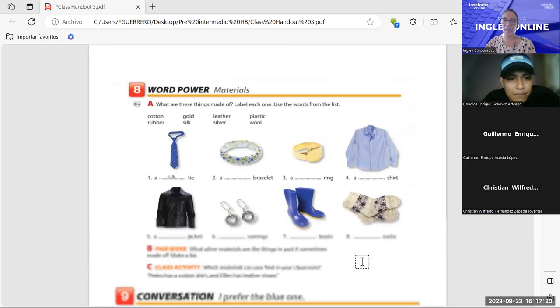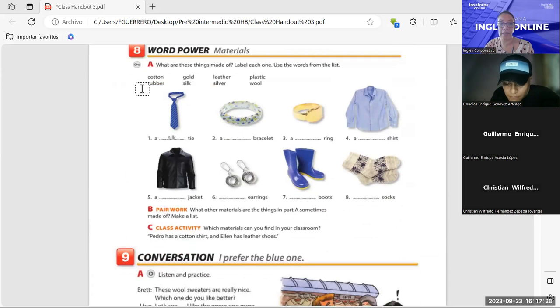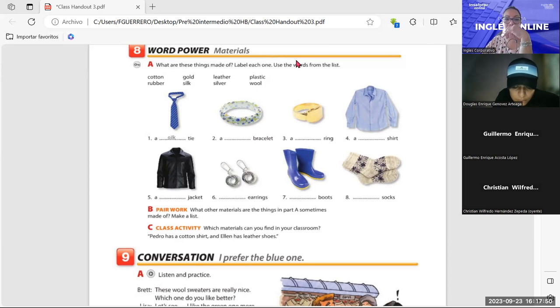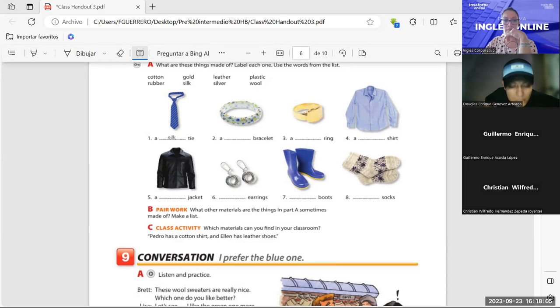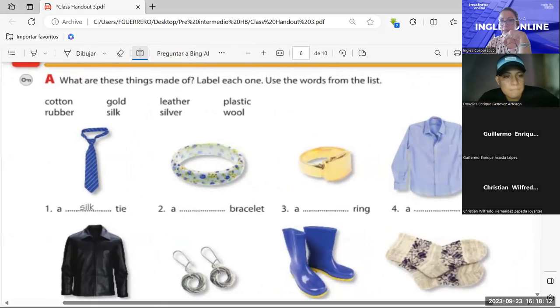So, well, now, materials. The word power is about the materials. We have the vocabulary here for materials. We have cotton, rubber, gold, silk, leather, silver, plastic, and wool. Do you have any question about this vocabulary for the materials?